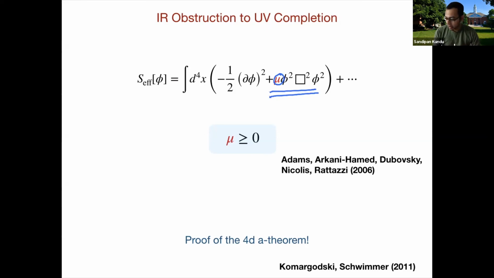This is, at least to me, a remarkable result, because conceptually this is completely different from our traditional understanding of Wilsonian EFT, where everything goes. And this bound is basically saying, no, that's not true. There are effective field theories which look completely all right, but they are actually problematic. And more practically, this bound played a very important role in the proof of the 4D a-theorem by Komargodski and Schwimmer.